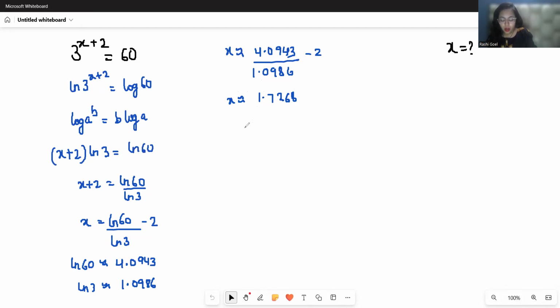So x is approximately 1.7268. Now, your homework is to find 5 power x minus 1 equals 70. Drop your answer below.